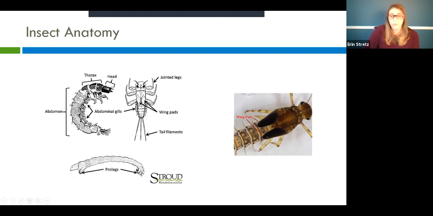Something else that you might find at the end of the body are tail filaments. And these are very thin, hair-like projections from the end of the abdomen.